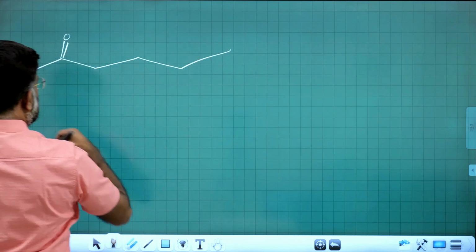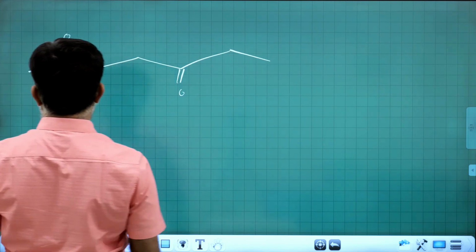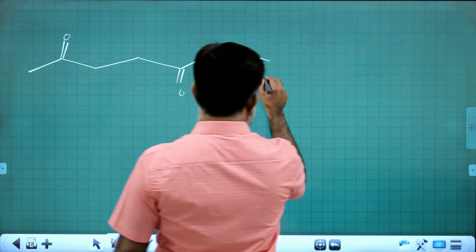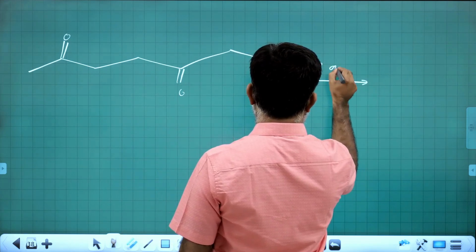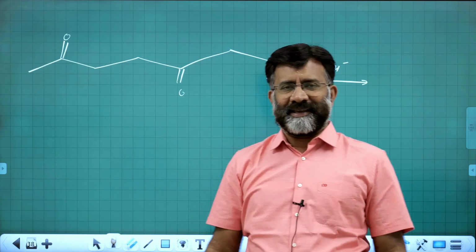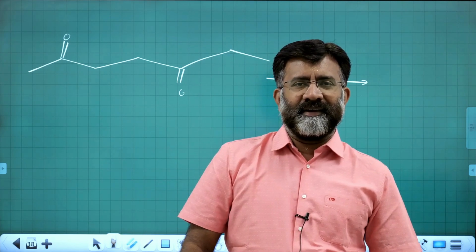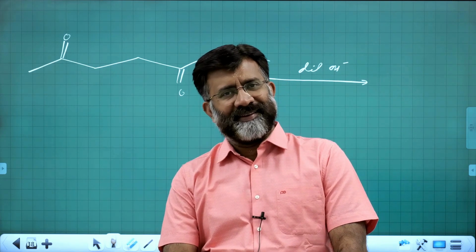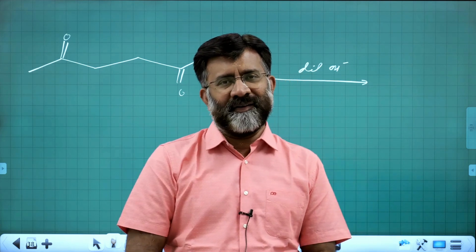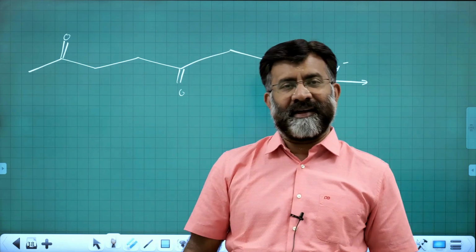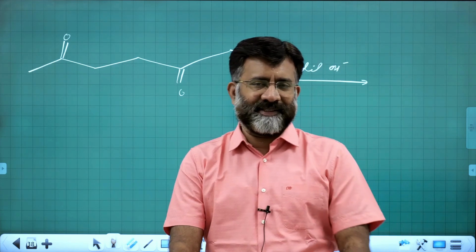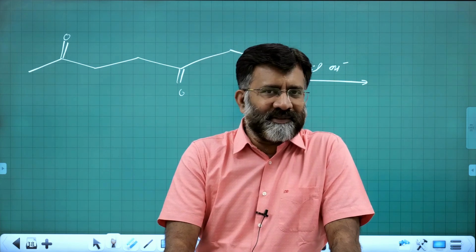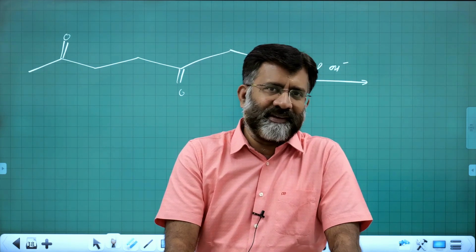Suppose such a molecule is given to you. If such a molecule is given to you and treated with a dilute alkali, how many possible products may you get? The maximum number of theoretically possible aldol products, involving both intermolecular aldol and intramolecular aldol. Within the molecule there can be condensation. Between the molecules there can be condensation.